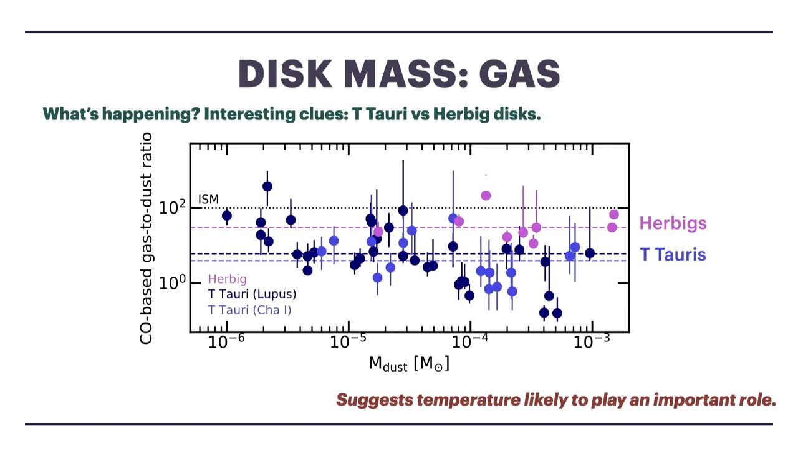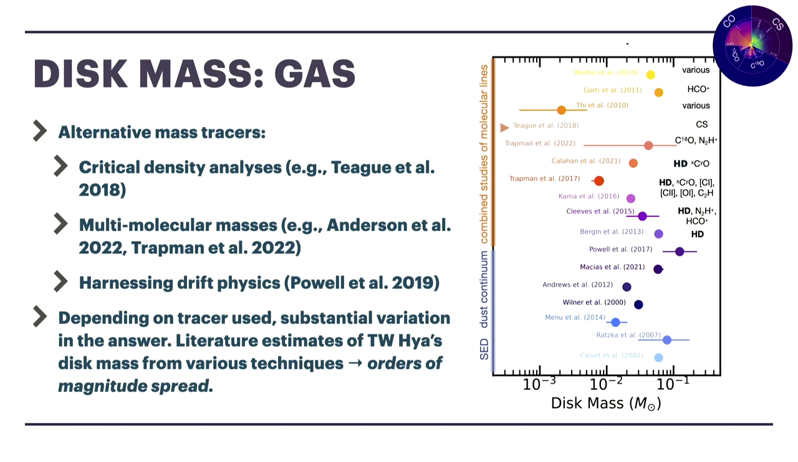There are lots of other alternative mass tracers in the literature. I don't have time to go through them all. There are beautiful efforts to try and constrain critical densities. There are attempts to use multiple different molecules to correct for CO. There's still a lot of work to be done here. There's also harnessing drift physics, so how much gas mass there is that the dust grains have to evolve or transport through. But depending on what you use, you get a substantial amount of variation.